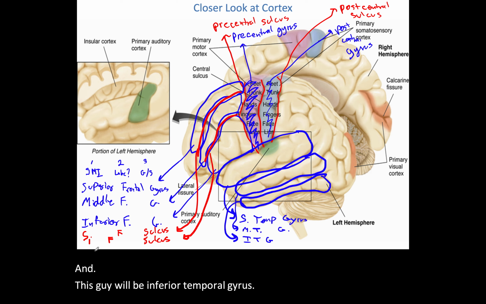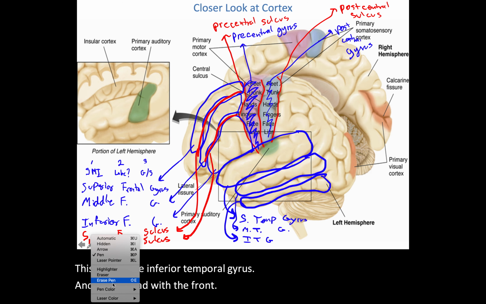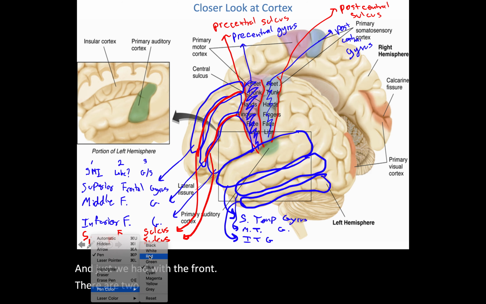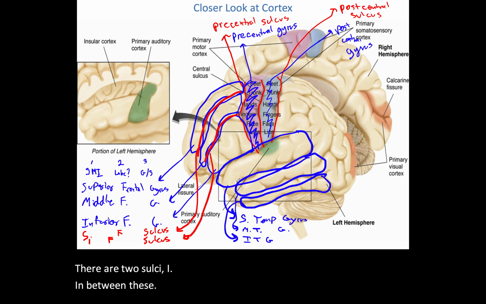And just like we had with the front, there are 2 sulci in between these gyri. Here's 1, roughly. And here's the other. What is this called? How about this? Superior temporal sulcus. And inferior temporal sulcus.